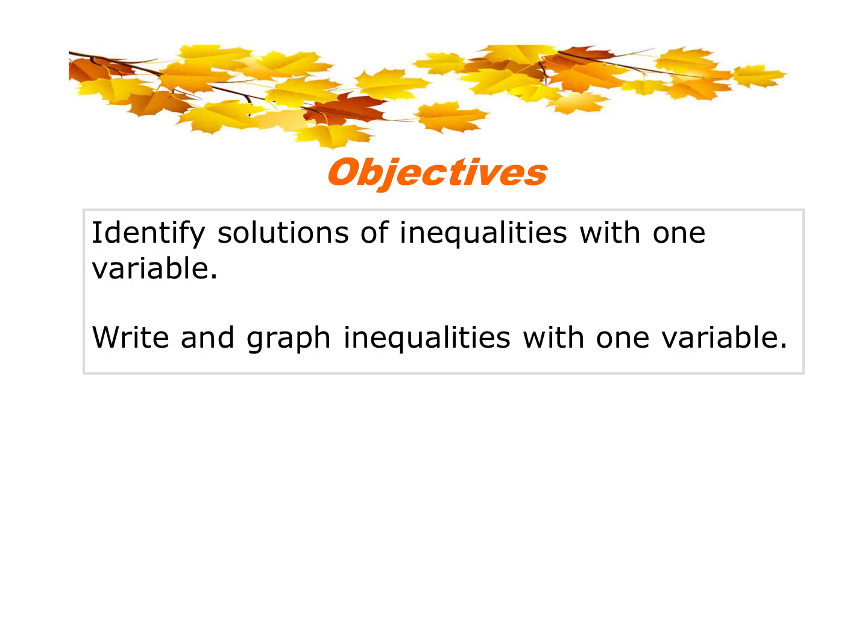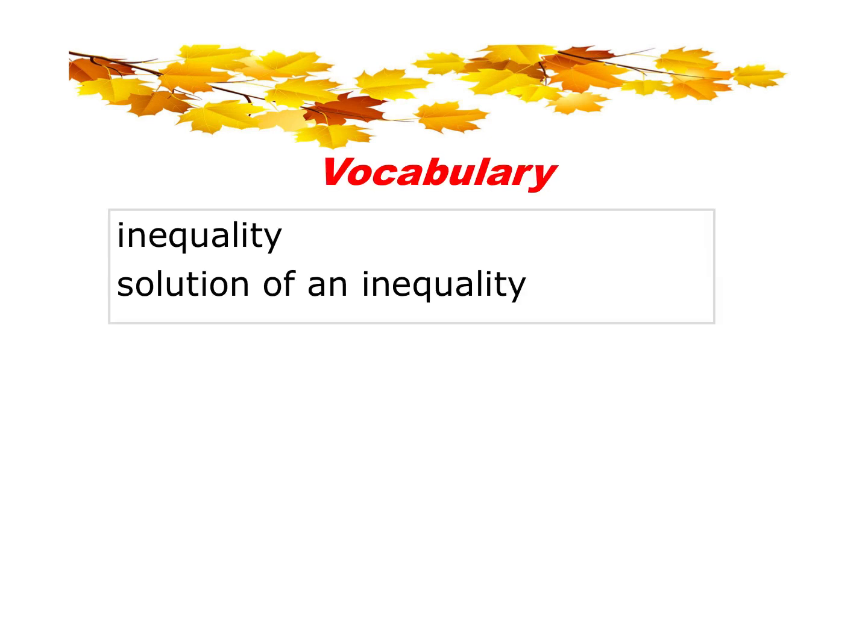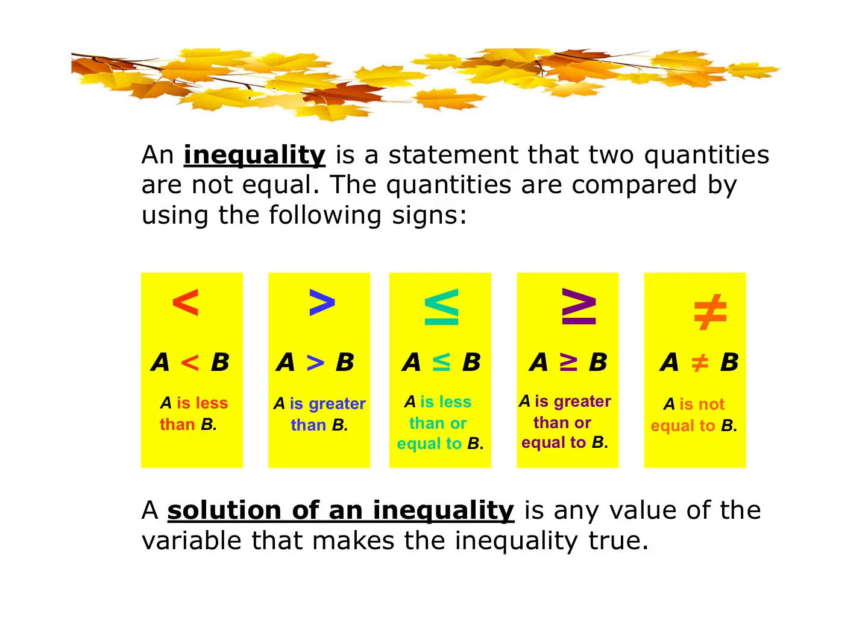Now, guys, these are our objectives: identifying solutions of inequalities with one variable, and writing and graphing inequalities with one variable. You guys are going to need to know what these are: inequality and solution of an inequality. We'll go over them, as those are just vocabulary that we're going to be using during the class. So, to go over those definitions, an inequality is a statement that two quantities are not equal, and the quantities are compared by using the following signs.